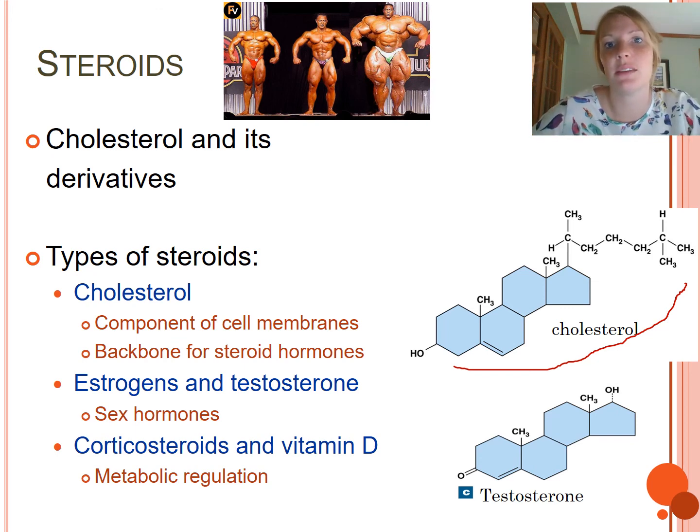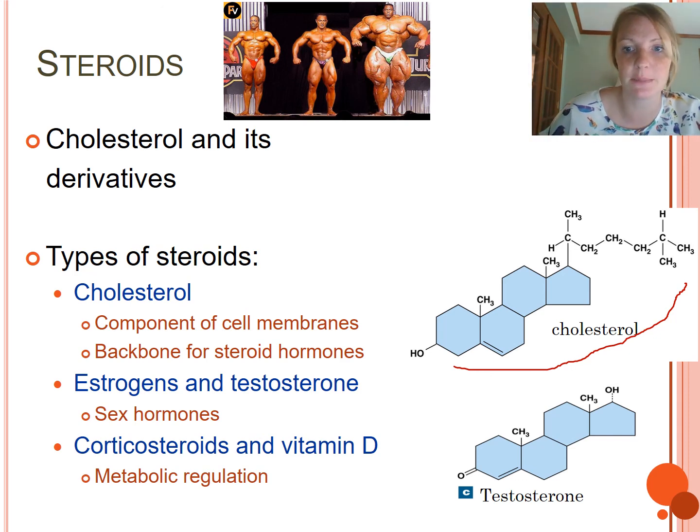Also, because of their nonpolar nature, they are able to move through the phospholipid bilayer of the cell membrane without needing to bind to a receptor. So they can directly enter cells without needing any sort of help to do that. So that has a lot of implications for target cells and efficacy and potency of hormones in different cells.